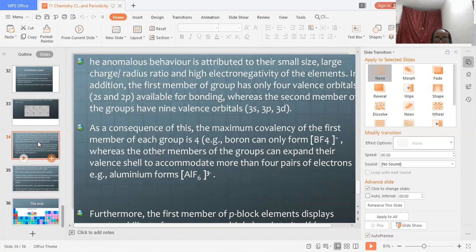In addition, the first member of a group has only 4 valence orbitals, 2s and 2p, available for bonding, whereas the second member of the group has 9 valence orbitals, 3s, 3p, 3d. As a consequence, the maximum covalency of the first member of each group is 4. Boron can only form BF4 negative, whereas the other members of the group can expand their valence shell to accommodate more than 4 pairs of electrons. Aluminium forms AlF6, with charge -3.